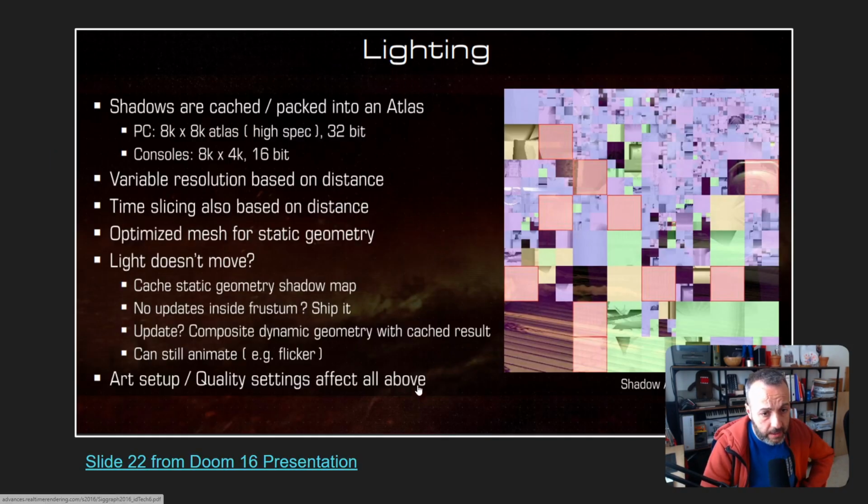So here there's a slide from one of the talks from 2016 for the game Doom, the previous Doom. Here you can see how they managed to do the shadows. You can understand some of the topics, like here they say they cache the shadows in an atlas, that the atlas is 8K by 8K, 32 bits per pixel, with variable resolution based on distance, so the shadow maps can change depending on how far you are from the camera. They optimize the mesh for static geometry, so they use special meshes for the shadow maps. If the light doesn't move, cache the static geometry in the shadow map.